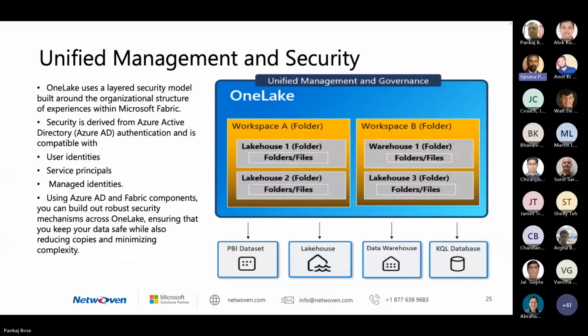Security is derived from Active Directory, which is Microsoft Entra, as we call it. We can use user identities, service principals, and managed identities, and using Fabric and AD, you can have robust security principals. OneLake, workspaces, folders, files, then Power BI datasets, lakehouse, data warehouse, and KQL can be controlled by the securities in different spaces. Next slide, please.